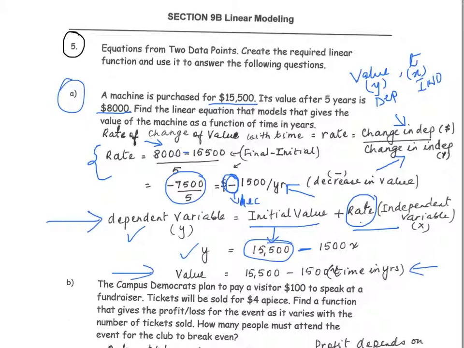A model is nothing but an equation. In algebra, we use x's and y's. Since algebra is being applied to the real world, we just use the actual words. Value is equal to 15,500 minus 1,500 times the time in years, which is just like y equals b plus, and in this case, m is negative, so it is b minus, basically it's b plus slope times x. The slope happens to be negative in this case.